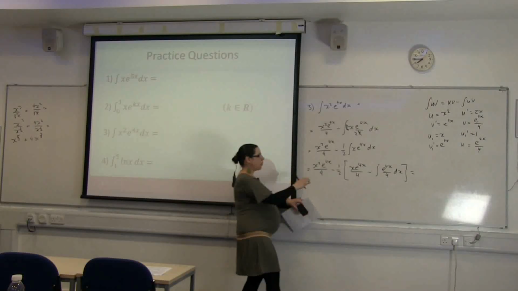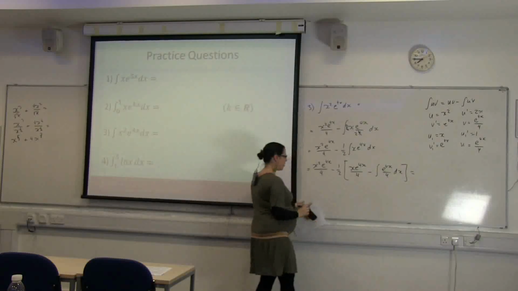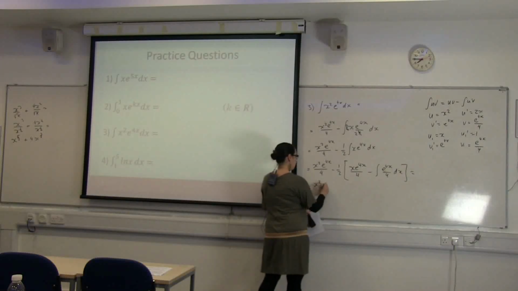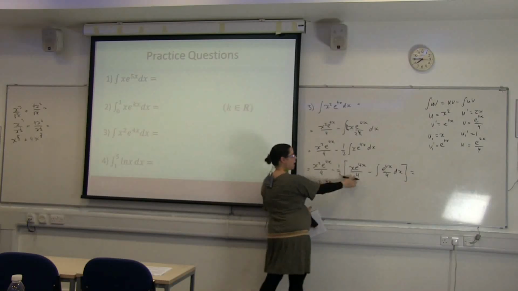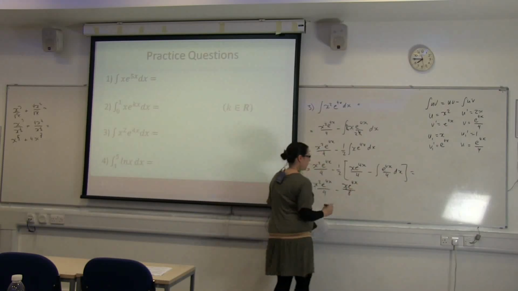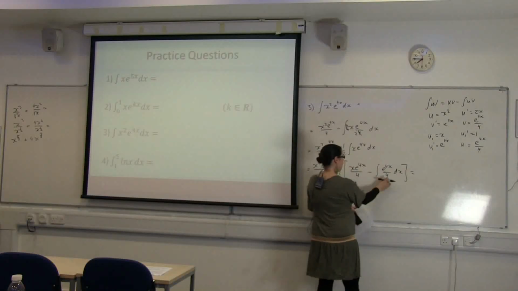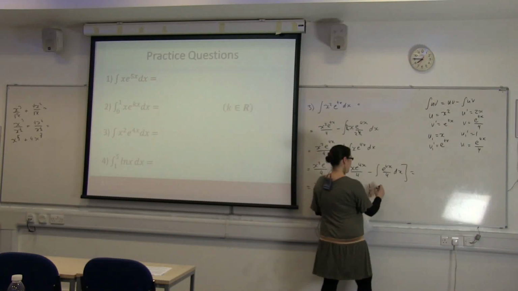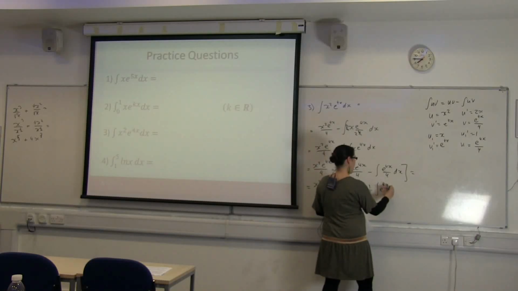Okay? So I've got a bracket in here. Let's try to break that up. Minus a half times positive quarter gives me minus 1 over 8, or x e to the 4x over 8, minus, bring that 4 out, multiply that by a half, so it's going to be 1 over 8 times the integral of e to the 4x dx.